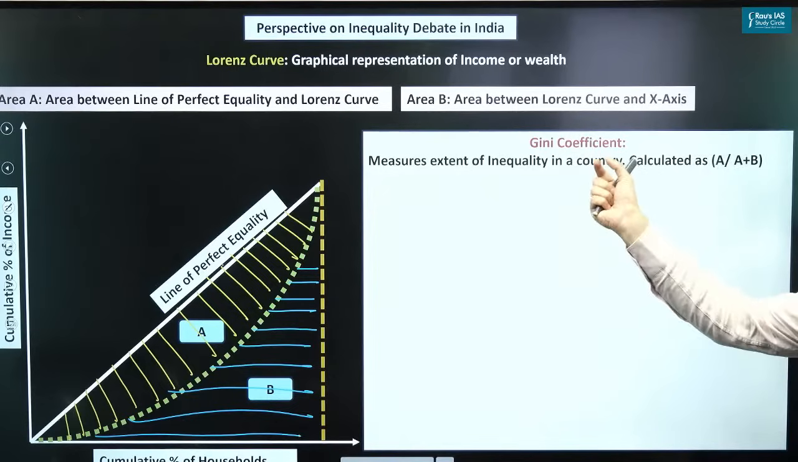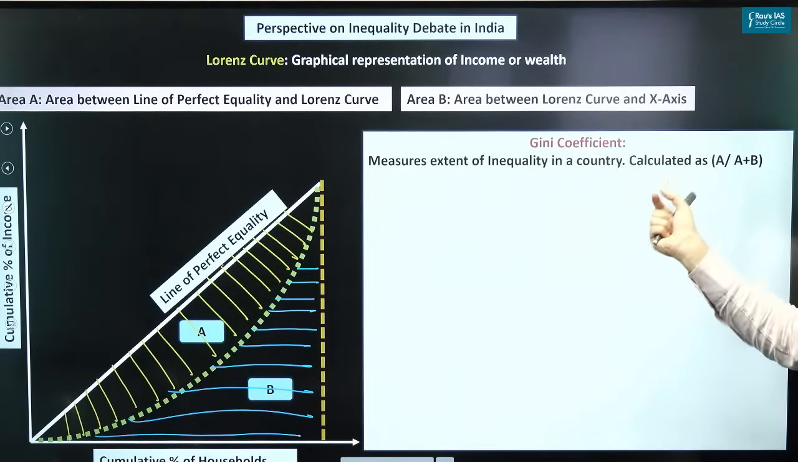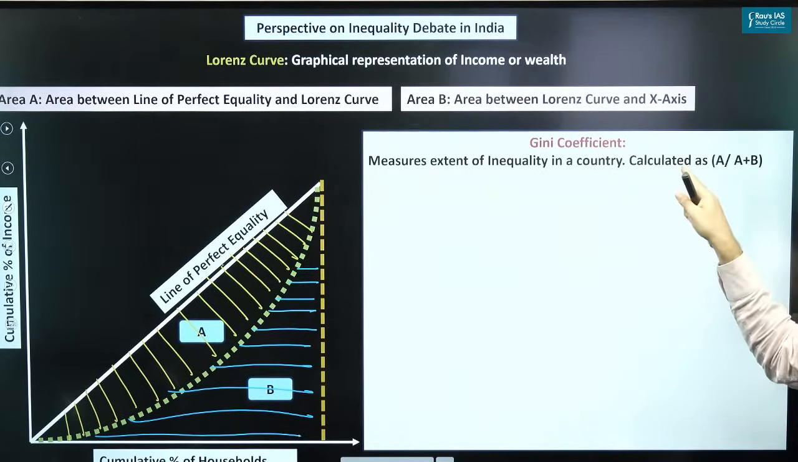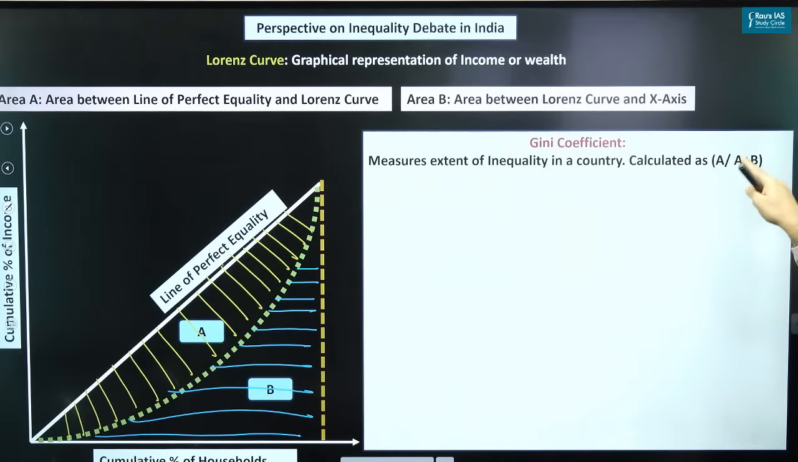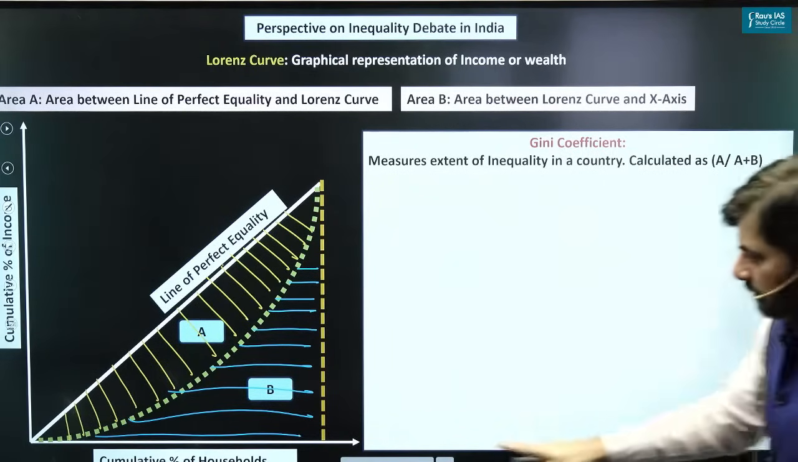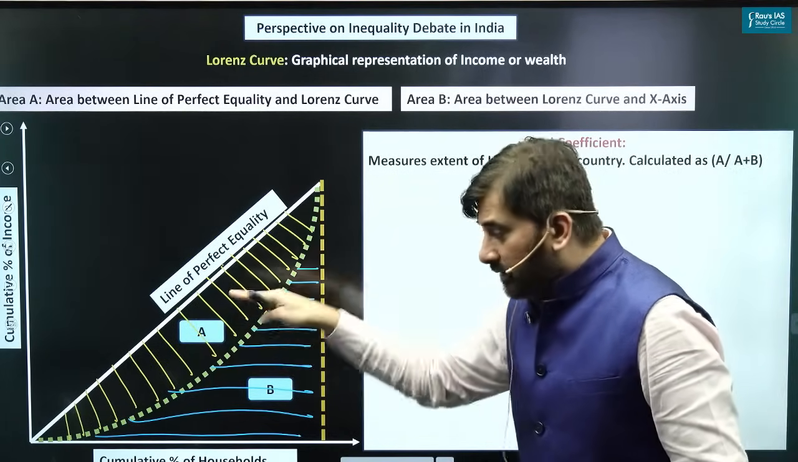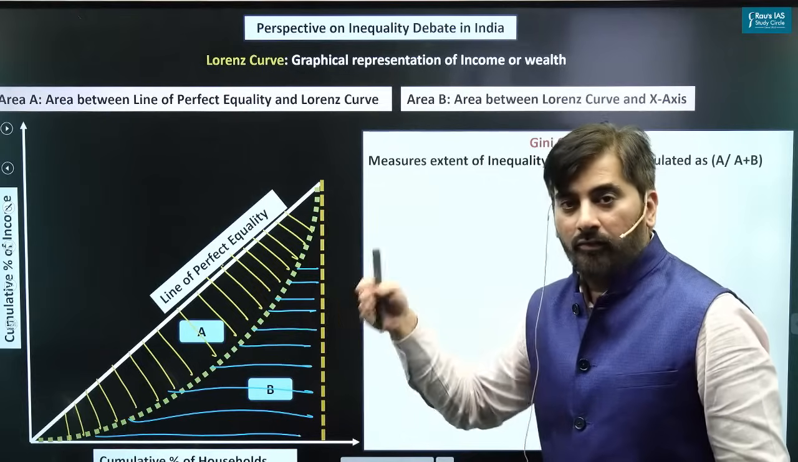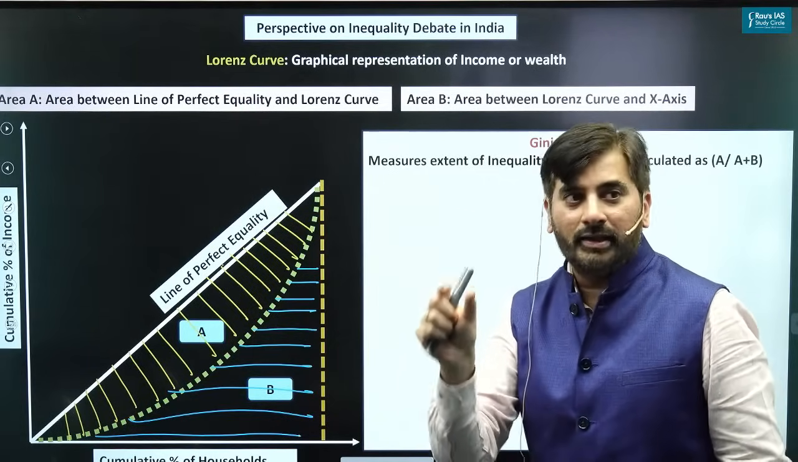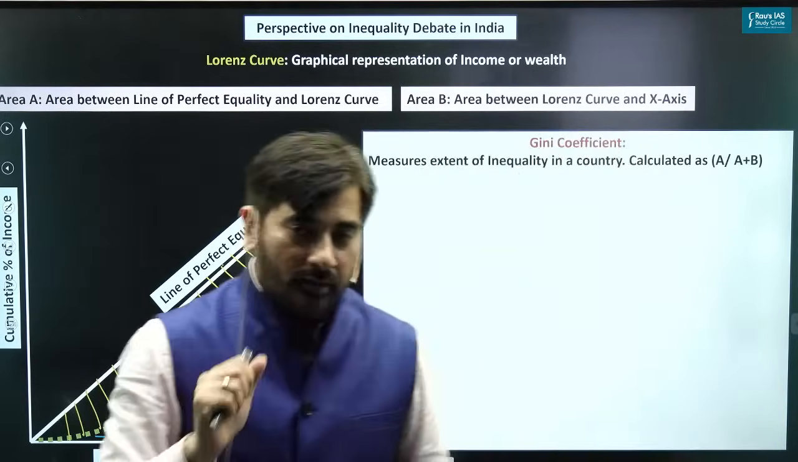The Gini coefficient measures the extent of inequality in the country, and look how it is calculated. It is calculated as A divided by A plus B. A, this area, divided by A plus B will tell us the Gini coefficient. Let's try to understand.